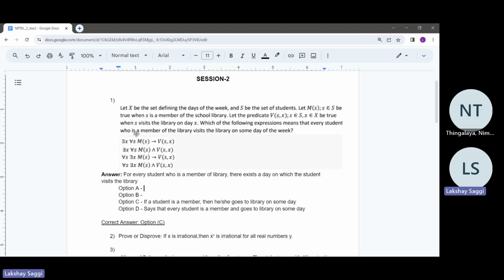But what option A is saying is that every student who is a member visits on some fixed day. Like there is a day, let's say Wednesday, and every student visits on Wednesday. So this is something which we did not actually want, right? So that's why this option A is incorrect. Just changing the ordering of these quantifiers also changes the whole meaning sometimes. So be careful with reordering these quantifiers, I would say. So yeah, I'll just see what the next option is trying to convey.